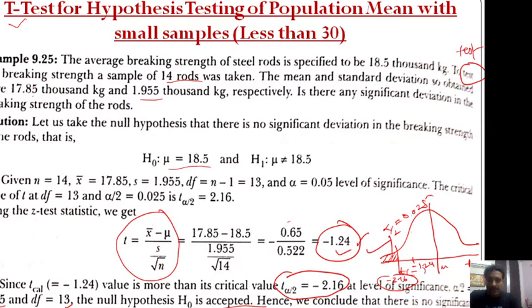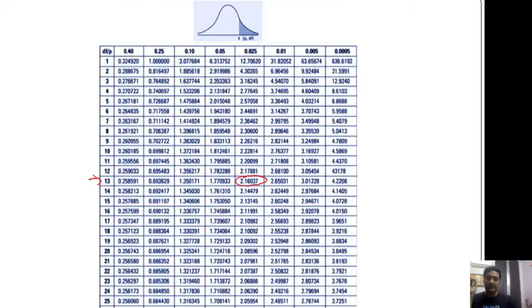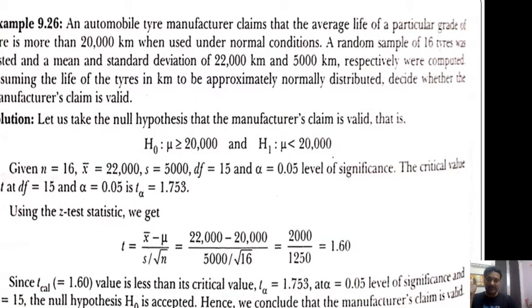So this is all about the t-test. This is the first application of the t-test: testing a population mean with small samples, less than 30, as I mentioned here. Come to the next question. This is the table we have talked about. Another example I have taken here, in the same way we have accepted h naught. You can check it in this problem.